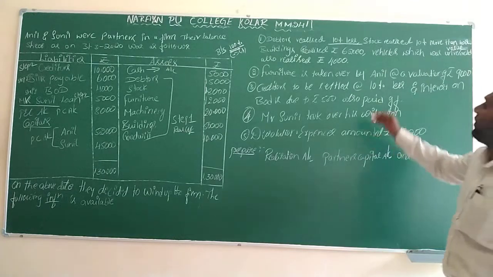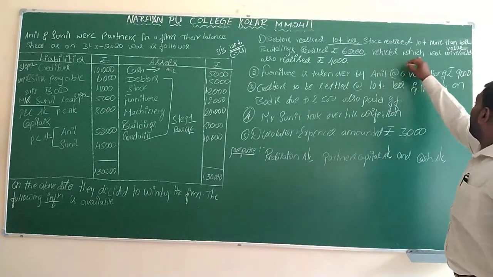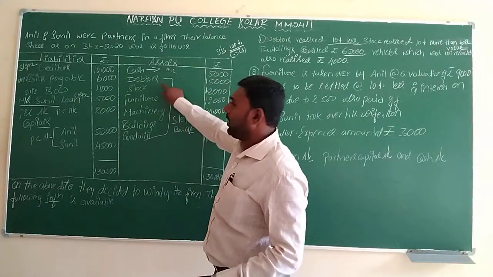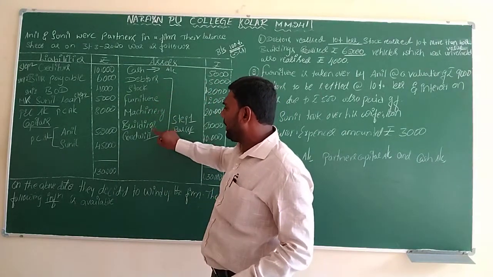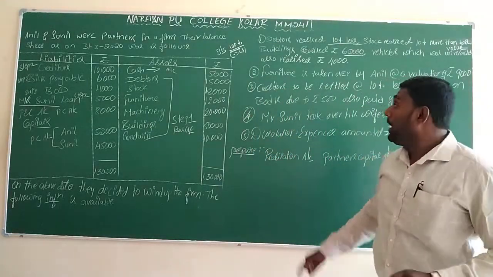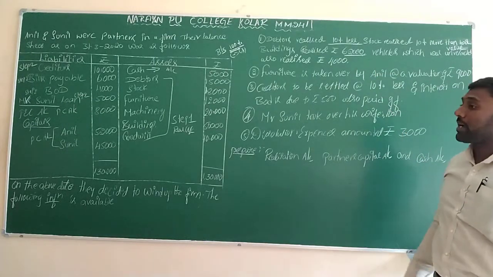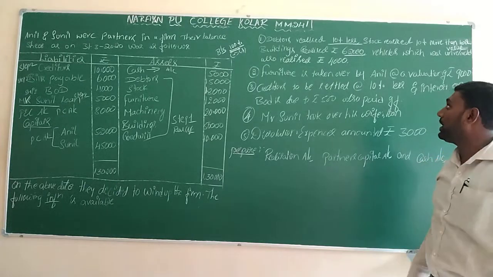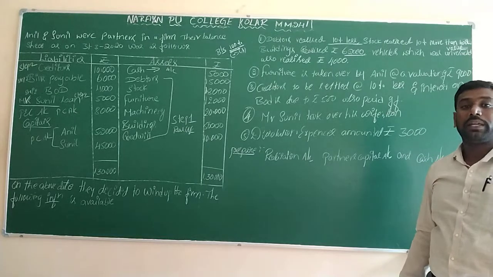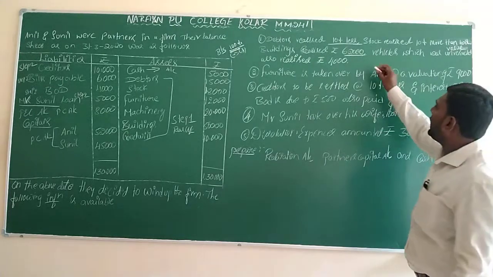Buildings realized rupees value is directly given, and vehicles are a new adjustment for you, which is unrecorded, which is not recorded in the balance sheet. See here, debtors, stock, furniture, machinery, buildings and goodwill are given, but they didn't give information about the vehicles. What does the adjustment tell? Vehicles which were unrecorded also realized rupees 4,000. So the value of the vehicles will be realized at 4,000. That is adjustment number 1.